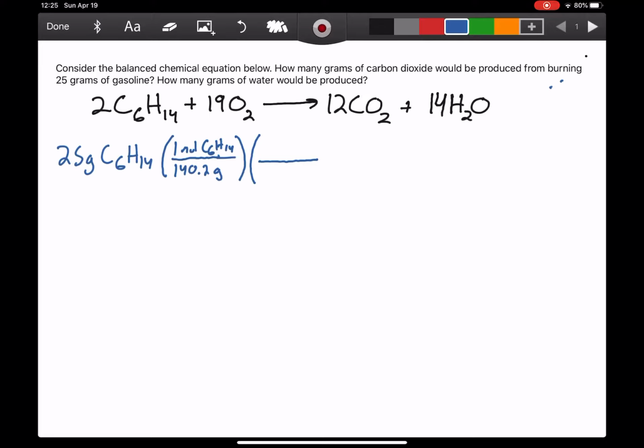So now we're going to convert from moles of gasoline to moles of CO2. Well, we get from our balanced chemical equation that for every 2 moles of gasoline, we are producing 12 moles of CO2. So we want moles of gasoline to cancel out. So we're going to put 2 moles of gasoline on the bottom for every 12 moles of CO2.